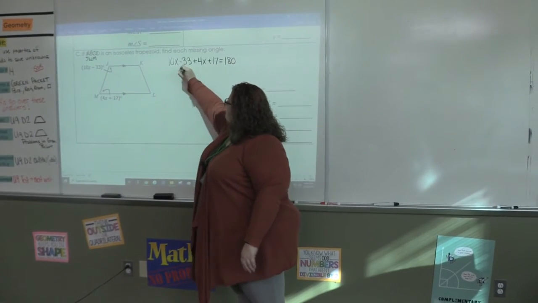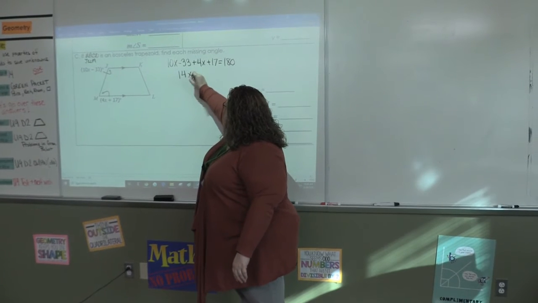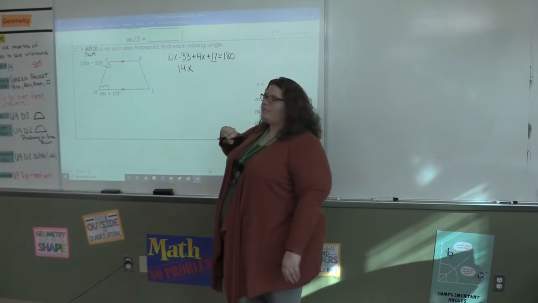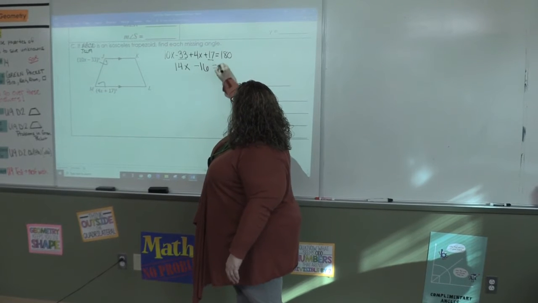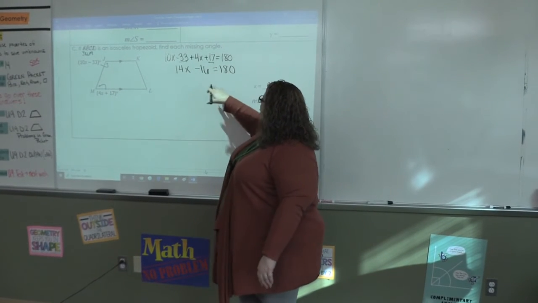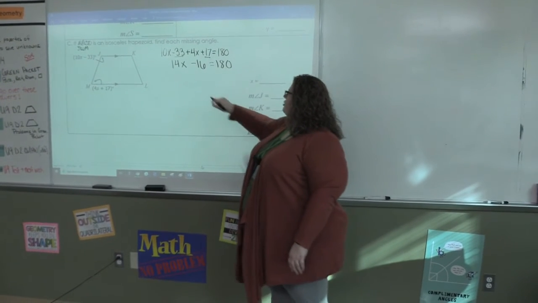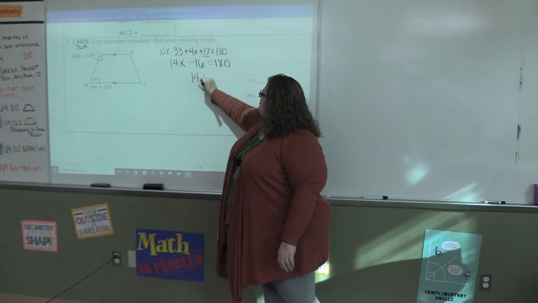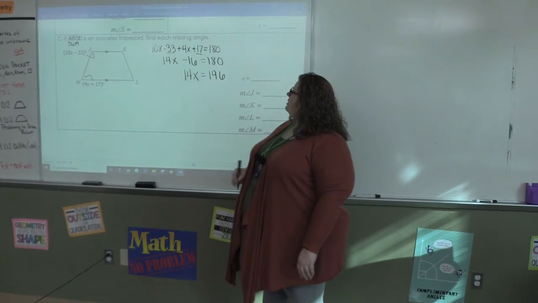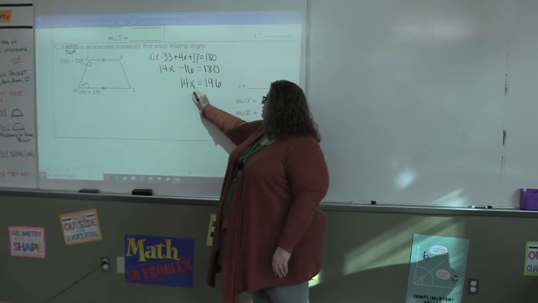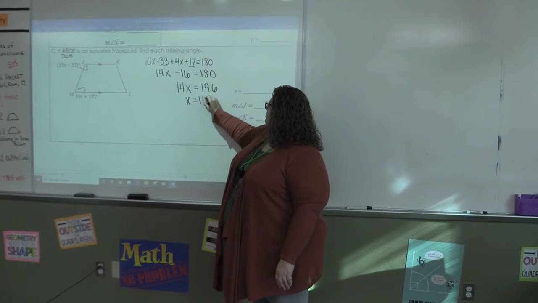So now we're going to have to add our 10x and our 4x, and we get 14x. And then negative 33 plus 17, negative 16. Mental math. And then from there, you should know how to solve your 2-step equation. So we're going to add 16, and we're going to get 196. And we divide that by 14, and we would get 14.